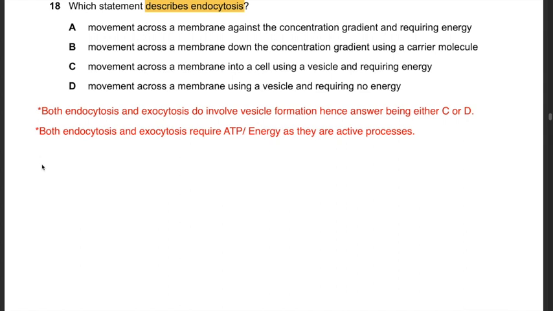Therefore, considering between answer C and D, both endocytosis and exocytosis require energy. Therefore, answer D is incorrect, and that leaves us with the answer being C, movement across a membrane into a cell using a vesicle and requiring energy.